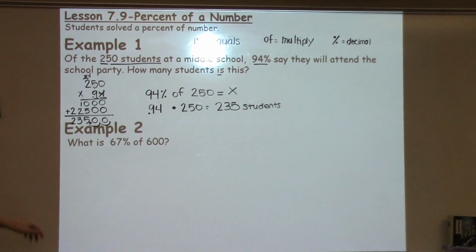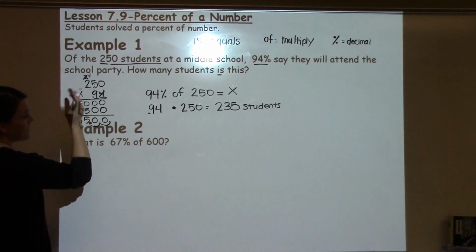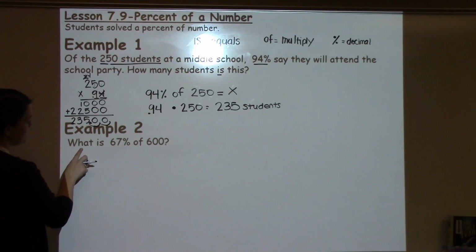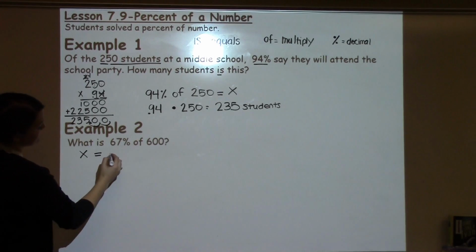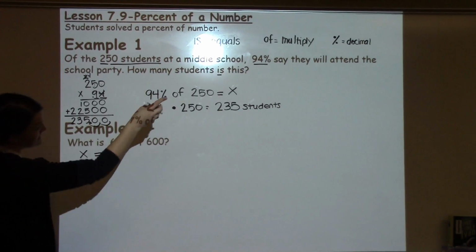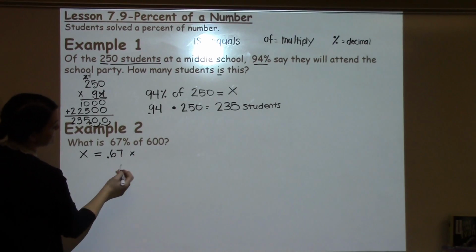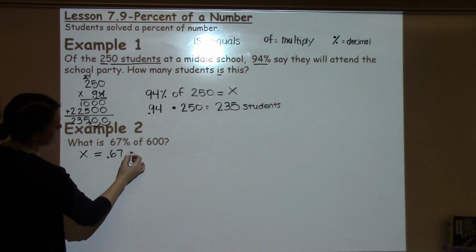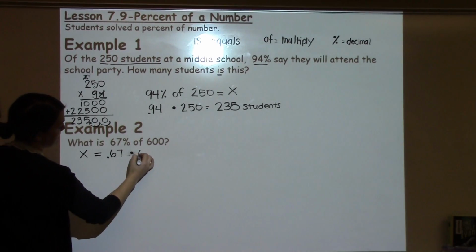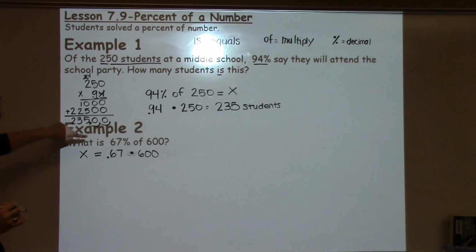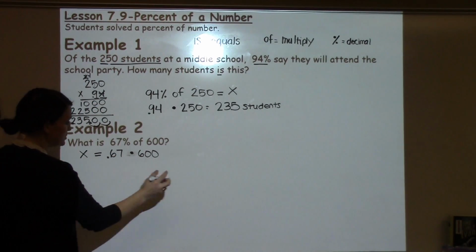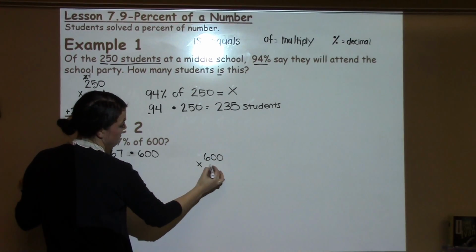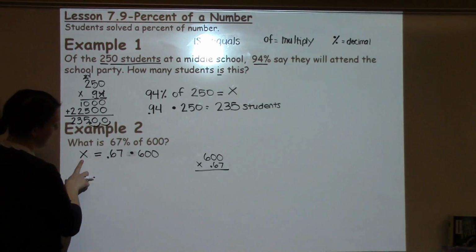Let's take a look at example 2. Example 2 is really nicely set up for us because it's just a plain problem. We don't have to set it up or really think it through as much as a word problem would be. So what is my variable? Is stands for equal. 67% I'm going to change into a decimal. Of is times, which I could write as an x, or, so we don't confuse it with this x, we'll write it as a dot, 600. So just by thinking about what each word means in math, I was able to set that problem up very easily. So now I need to take 600 times 67 hundredths to get my answer x.